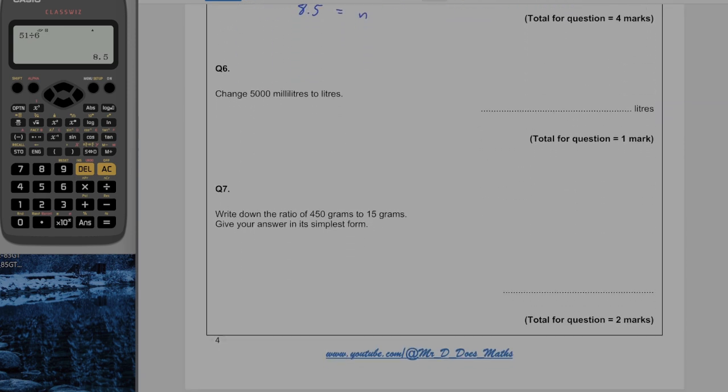Right, question 6. Change 5,000 milliliters into liters. So 1 liter is equal to 1,000 milliliters, so 5,000 milliliters is going to be equal to 5 liters.